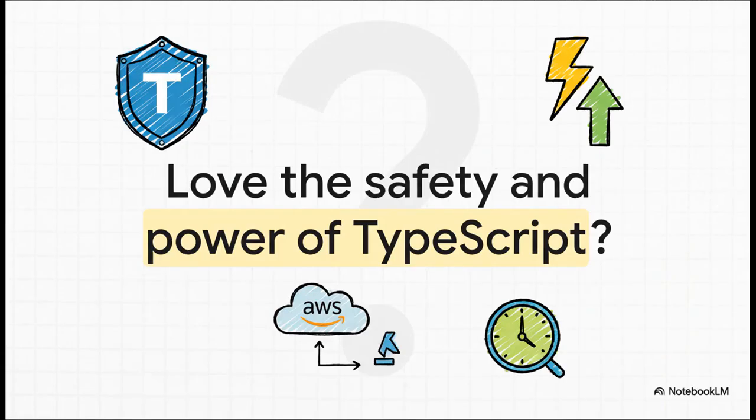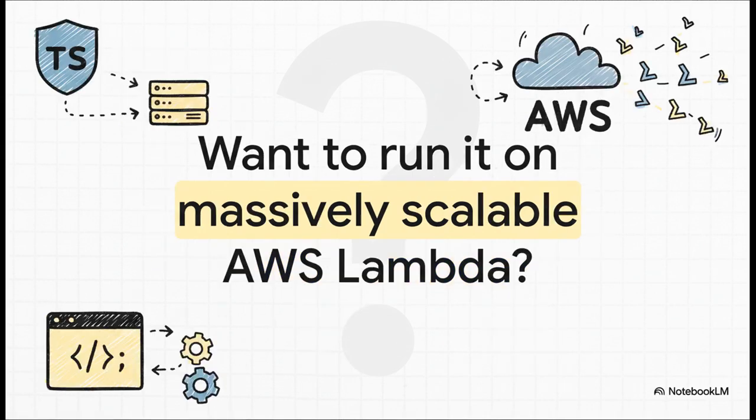So, if you're watching this, I'm willing to bet you're already a fan of TypeScript. You get it, right? The auto-completion, catching errors before they ever hit production, that feeling of safety it gives you, it just makes building solid applications so much better. And of course, you want to pair that with the raw power of AWS Lambda. I mean, who wouldn't? You pay only for what you use, it scales to the moon and back, and you can forget about managing servers. But that's the big question, isn't it? How do you make these two amazing technologies play nicely together?